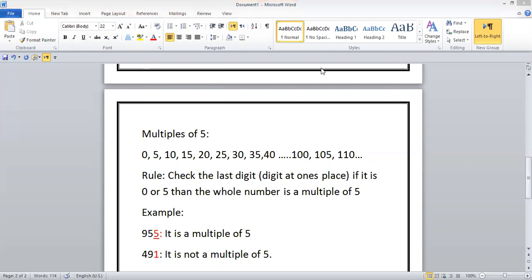Wait for a while, guys, just 1 minute. Okay, guys, now I'm going to unmute all of you. Any problem in the multiples of 5? No, sir. Easy, that's very easy.